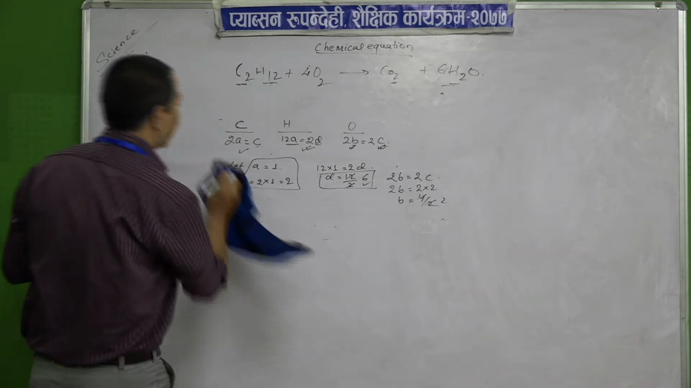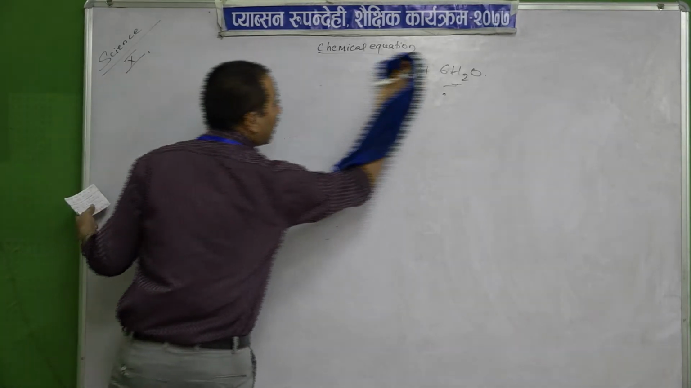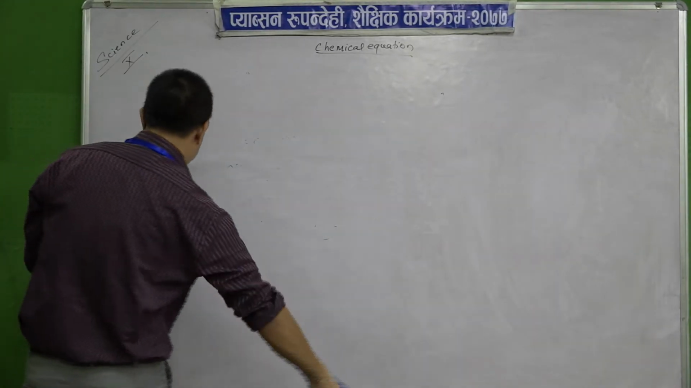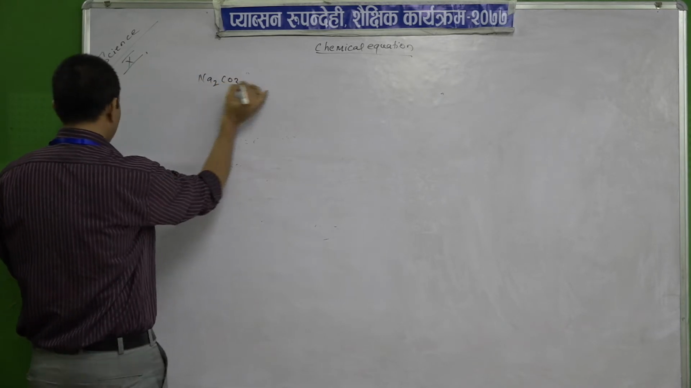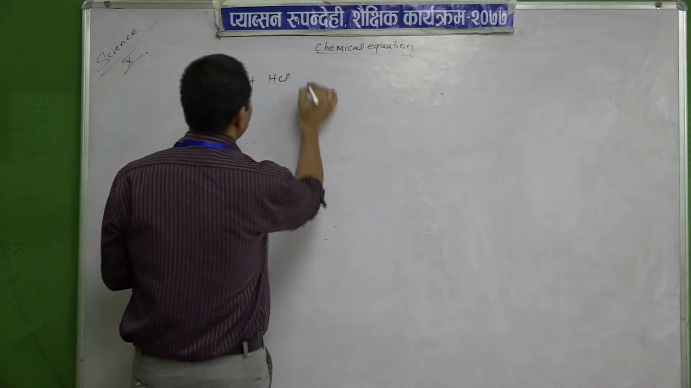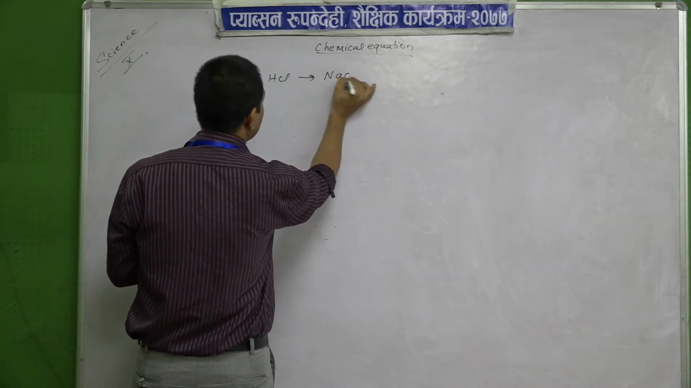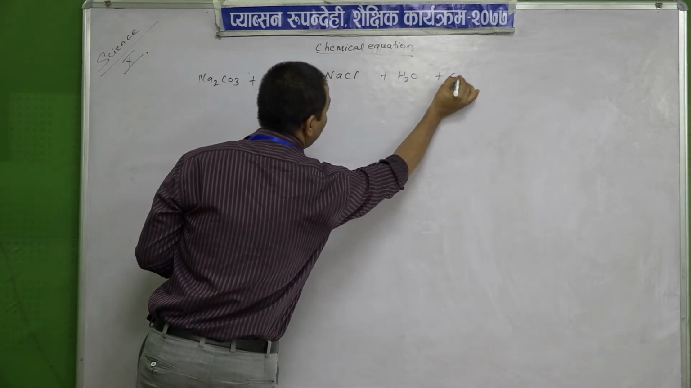Let's try another example. It is slightly confusing for you also. Now let us take another example: Na2CO3 plus HCl gives NaCl plus H2O plus CO2.